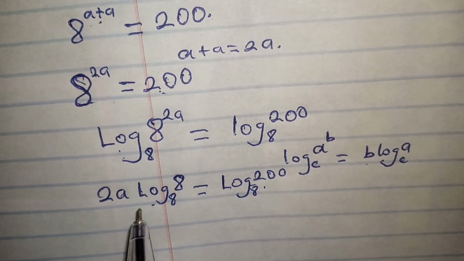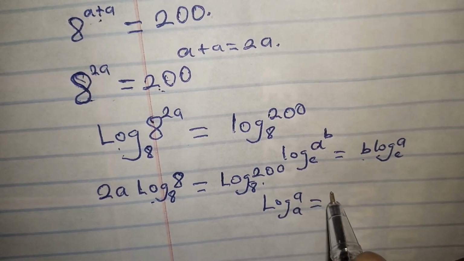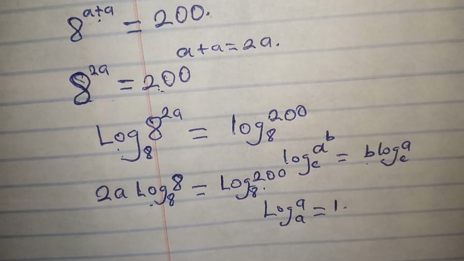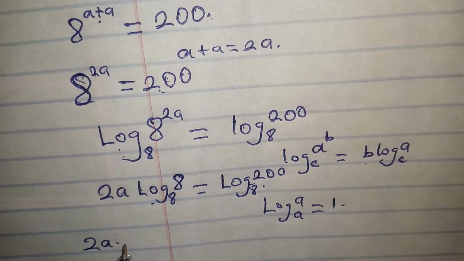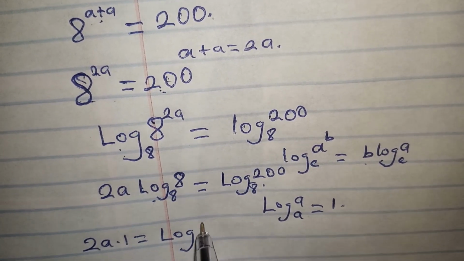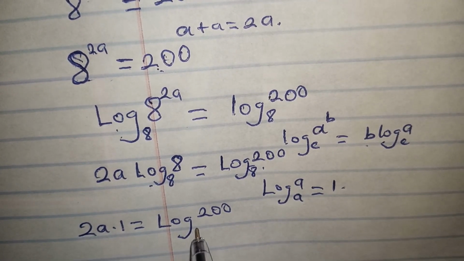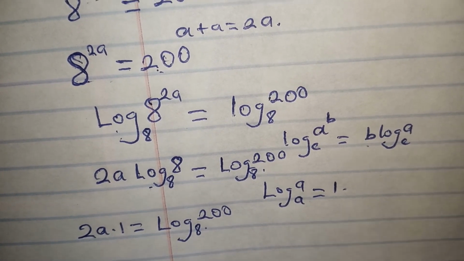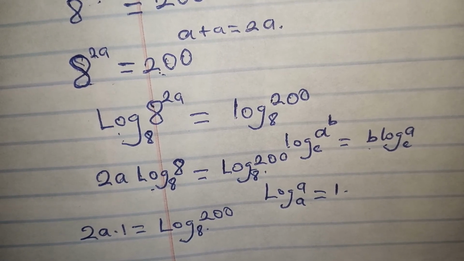Okay, at this part we are going to apply a rule which says we are having log a to base a is equals to 1. So we can have this to be 2a times 1 is equals to log 200 to base 8.